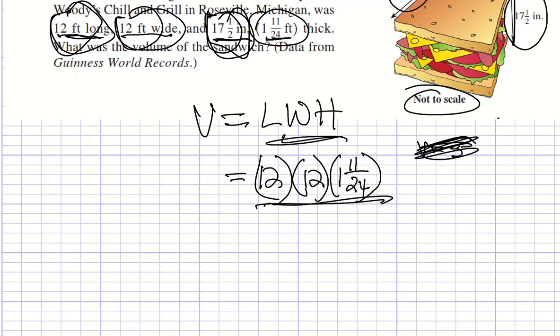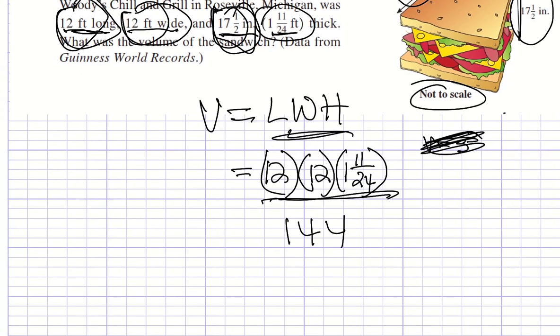So 12 times 12 is 144. Okay, and then we'll multiply that with 1 11/24. Now, how do you approach this thing, man? Yeah. So what we can do is we can use a calculator, but we don't have to.